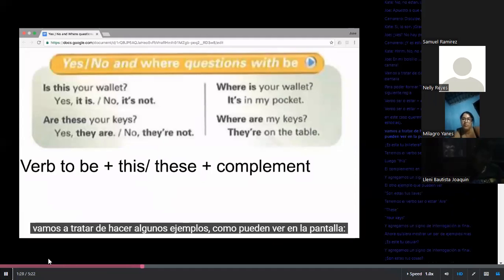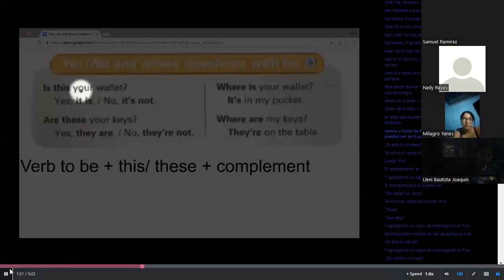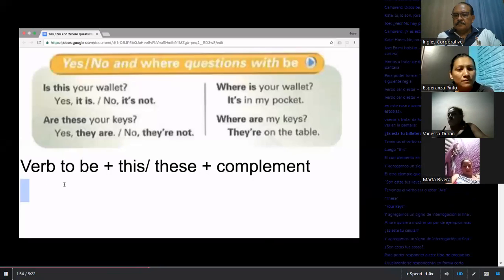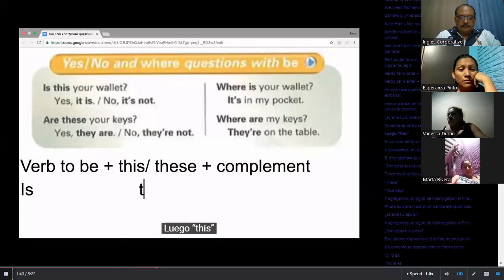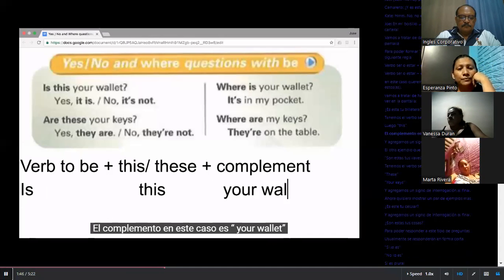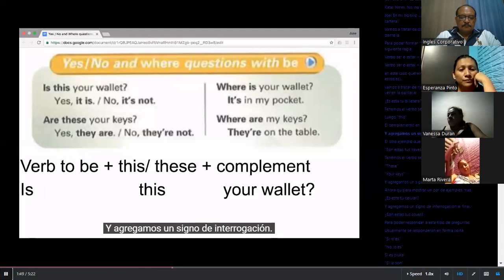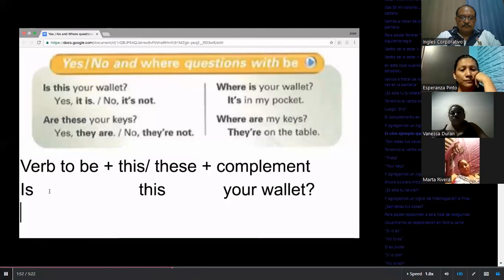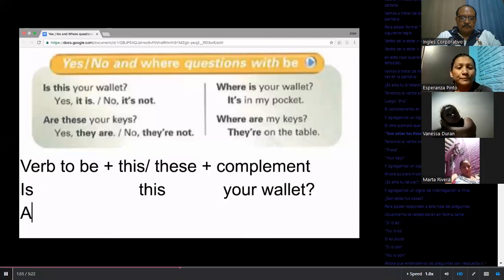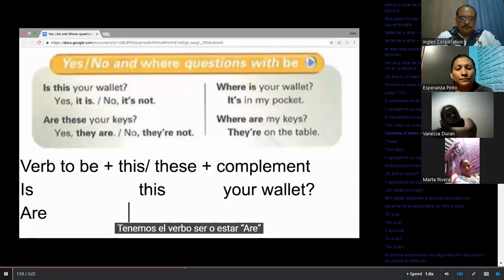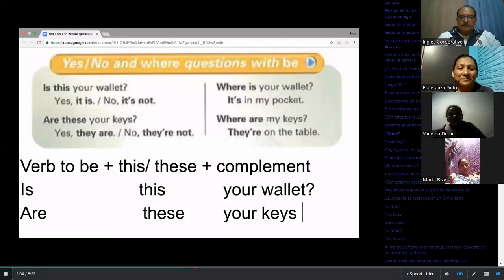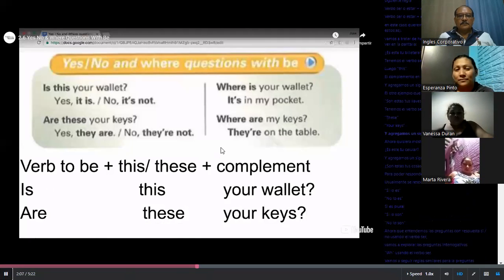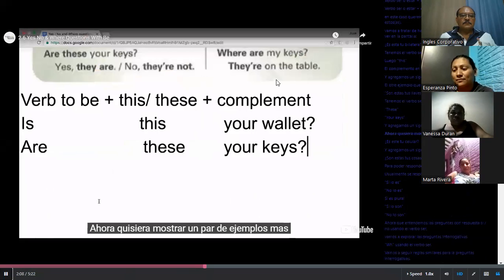So let's try to make some examples. As you can see on the screen, the example is, is this your wallet? We have the verb to be, in this case is, and then we're going to use this. The complement in this case is your wallet, and then of course we put a question mark there. The other example on the screen: are these your keys? We have a verb to be, these, your keys, and of course we put a question mark at the end. Let me give a couple of more examples.